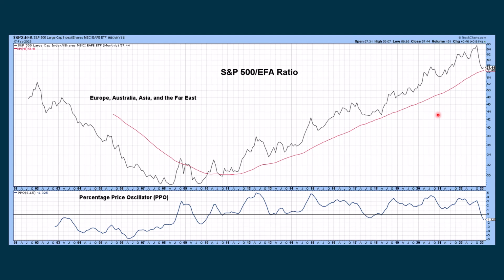Here's a ratio of the S&P 500 to some international stocks that go through Europe, Australia, Asia, and the Far East.